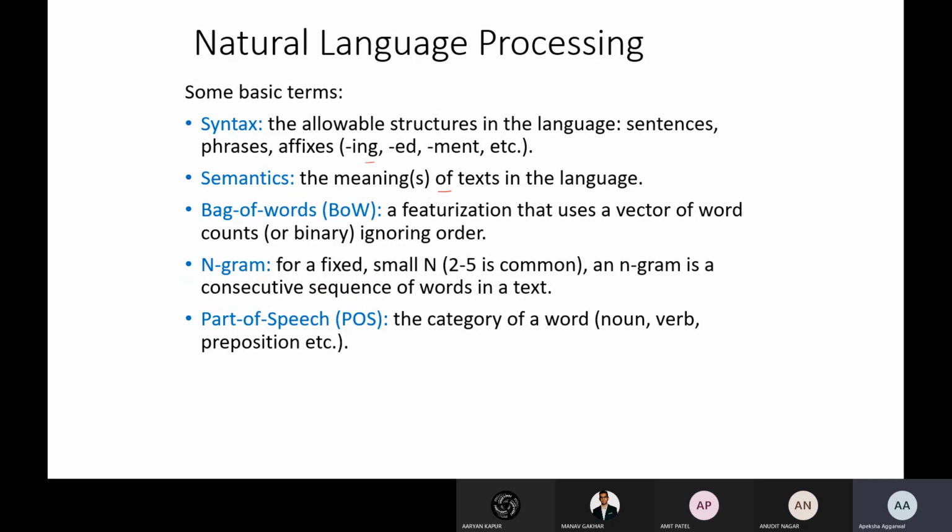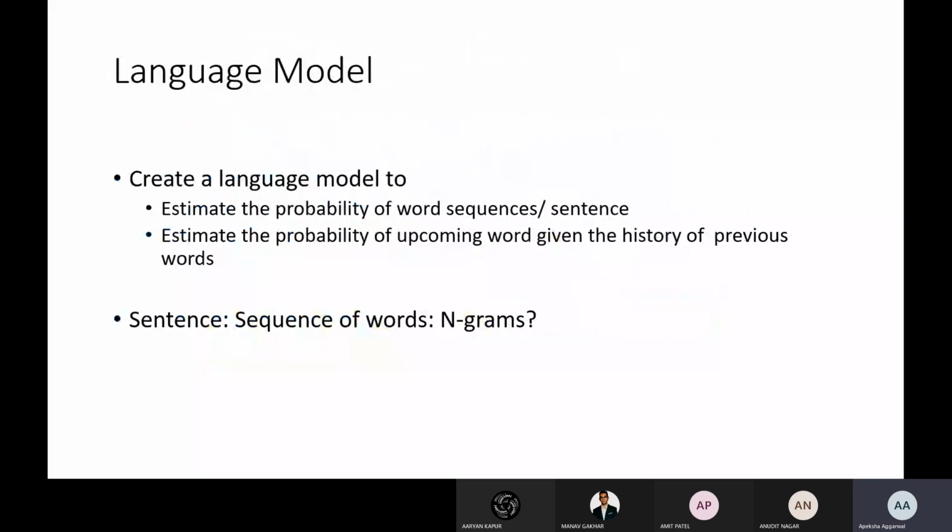So let's see how it is useful and where it is used. I'm going to discuss language modeling. In language modeling, we want to estimate the probability of occurrence of a sentence. A sentence is just a sequence of words, and we want to calculate the probability of occurrence of that sentence in the corpus, that is, whether this sentence will appear or not.